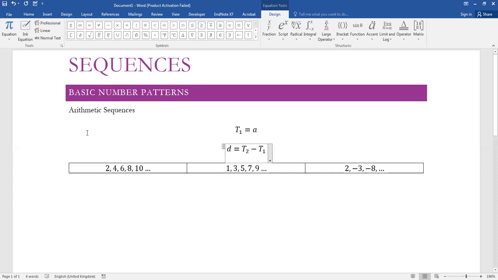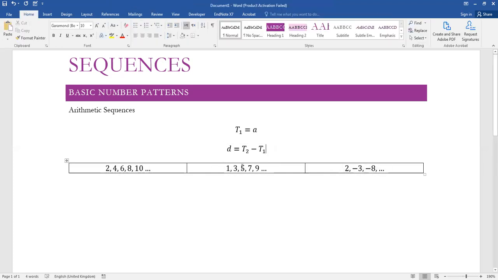So like in the first one the difference is 2, the second one also has a difference of 2, the third one has a difference of -5, but the difference between two consecutive terms is the same. If it's 2, it stays 2. If it is -5, it will stay -5.